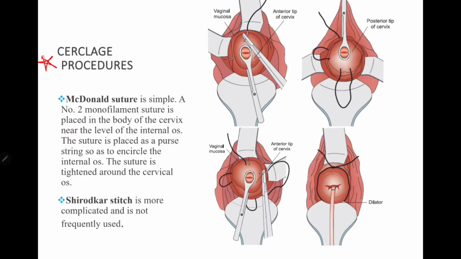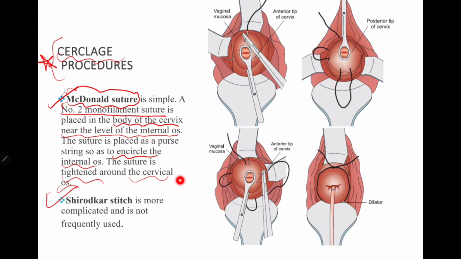Now let's look at what is cerclage and the cerclage procedures. Very, very important. In cervical cerclage procedures, mainly there are two kinds of sutures. One is the McDonald suture. What do you mean by McDonald suture? McDonald suture is simple. A number 2 monofilament suture is placed in the body of the cervix near the level of the internal os. The suture is placed as a purse string so as to encircle the internal os, and the suture is tightened around the cervical os.